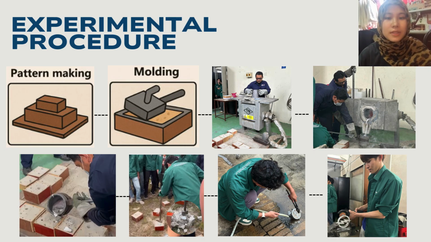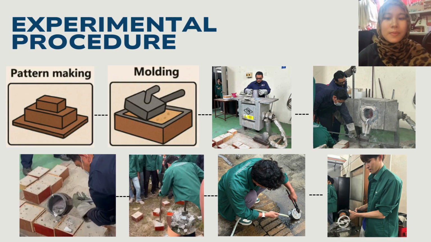After the mold cavity was formed, a thin and uniform layer of carbon was applied onto the cavity surface using a carbon spray machine. This step was carried out to improve the surface finish of the final casting and to reduce metal penetration and sand burn-on during pouring. The cope and drag were then aligned and clamped securely to prevent misalignment or leakage when molten metal was introduced into the mold.